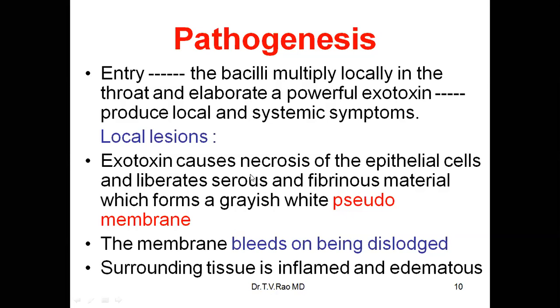For example, once it enters the throat, the epithelial cells, that is the mucous membrane, are present. Once it enters inside the throat, necrosis of the mucous membrane will take place. That means infection and inflammation. Automatically the mucous membrane will get thickened, with liberated fibrinous material, which gives a grayish white color. The thickened grayish white mucous membrane is called the pseudo membrane of the throat.